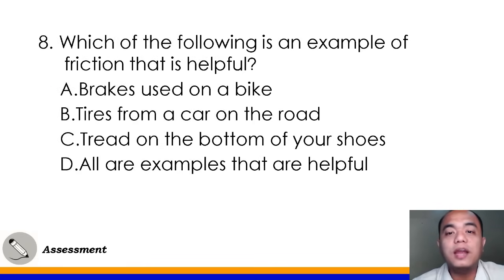Number 8. Which of the following is an example of friction that is helpful? A. Brakes used on a bike. B. Tires from a car on the road. C. Tread on the bottom of your shoes. Letter D. All are examples that are helpful. The correct answer is yes, all these are correct. The brake can cause friction, right? But it is beneficial. Kung mga sasakyan natin walang mga brake, so makakasanhi ito ng aksidente. Letter C, tread on the bottom of your shoes. Yung mga thread ng sapatos mo, yung mga spike ng sapatos mo, nakakatulong ito para hindi ka madulas. The correct answer for number 8 is letter D.